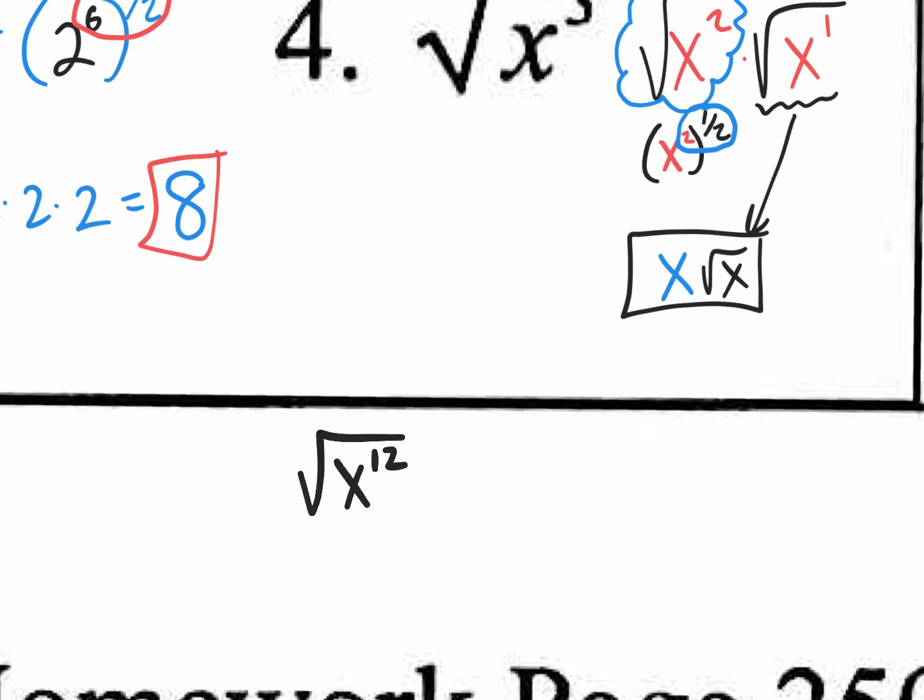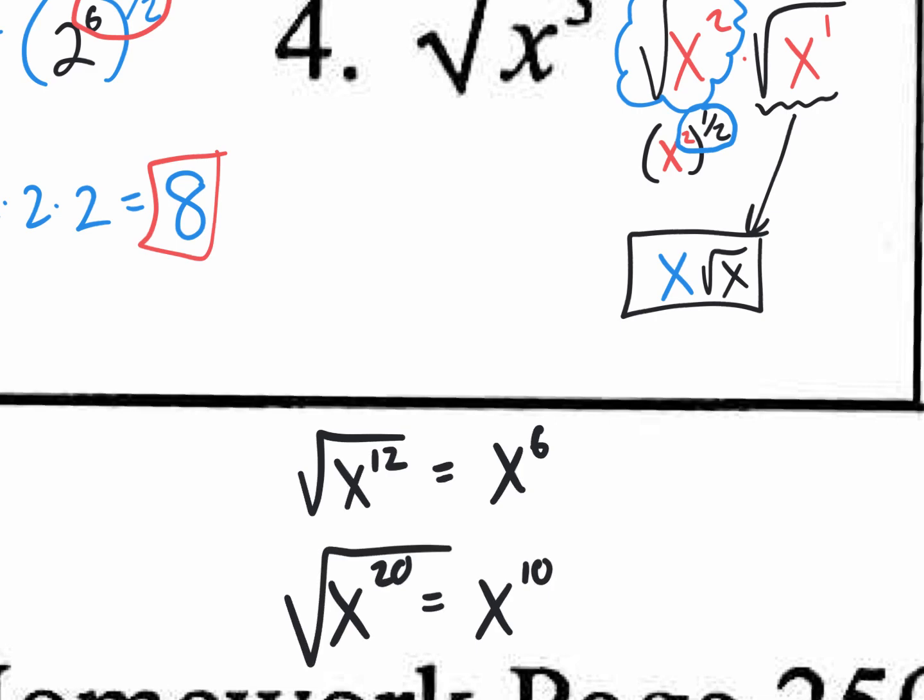X to the 12th. What's the square root of x to the 12th? X to the 6th. That's right. I could show my work, but obviously once you get comfortable, you don't need to show your work, right? What's the square root of x to the 20th? X to the 10th, right? Oh, I'm sorry, I should have put the square root. My bad. The square root of x to the 20th is x to the 10th. Okay.